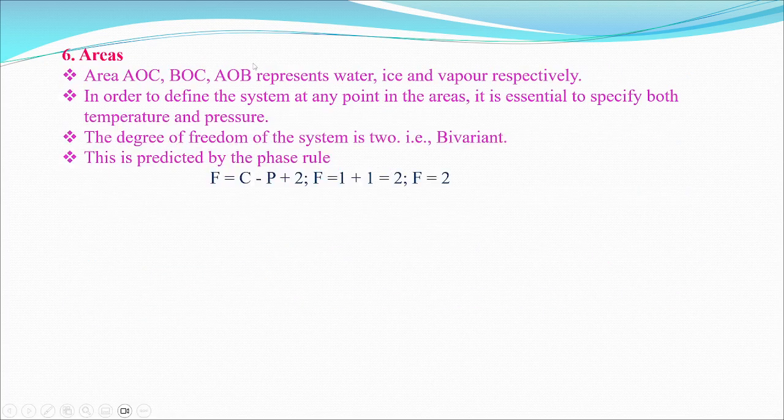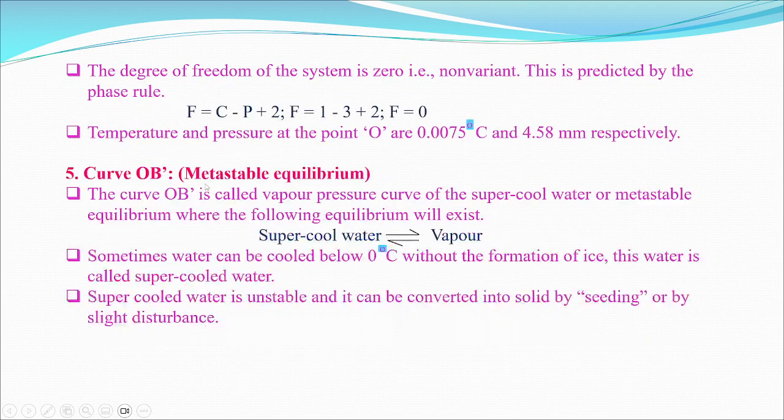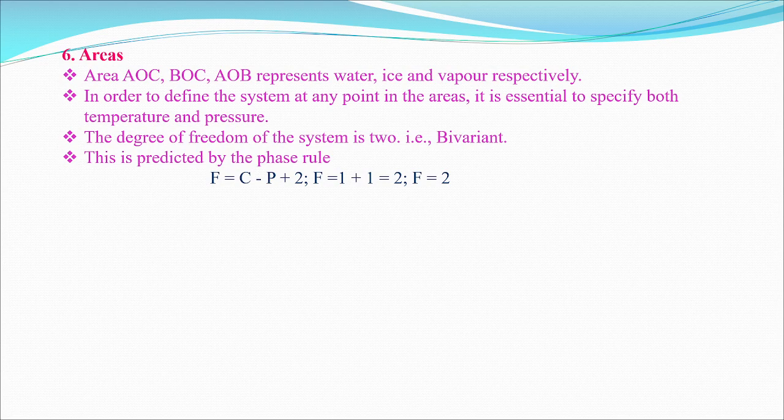Next we move on to the areas, that is AOC, BOC, and AOB. In the area AOC only liquid water exists, in AOB only water vapor can exist, and in the area BOC only ice can exist. If we apply the phase rule, F = C - P + 2, the component will be 1 and the phase will be 1, then plus 2, so the degree of freedom is 2. So in the areas, the degree of freedom is 2, so it is bivariant.